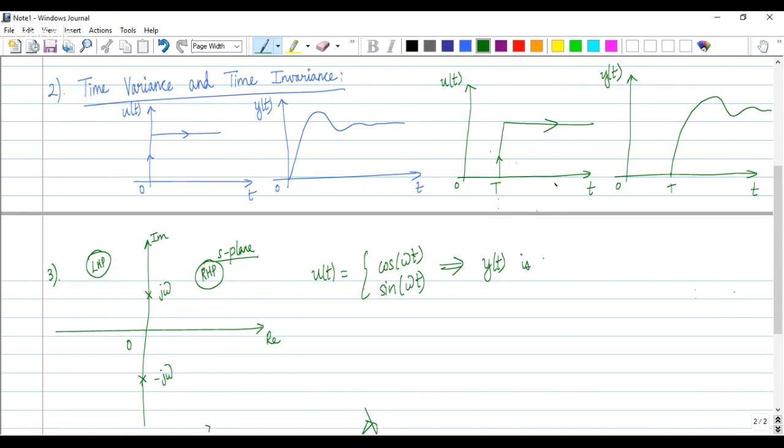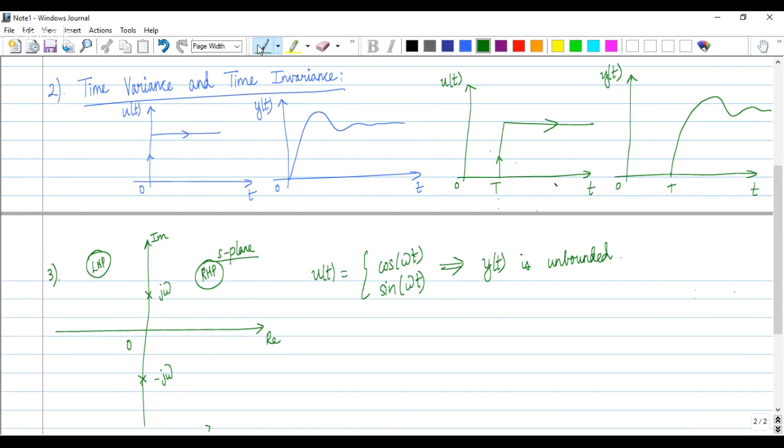Okay, so that's why some people refer to it as marginal stability, right? This is something which we discuss. Of course, how do we find out whether there are multiple poles at a location?